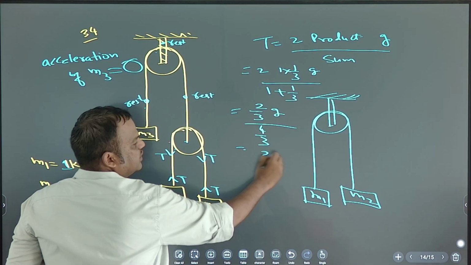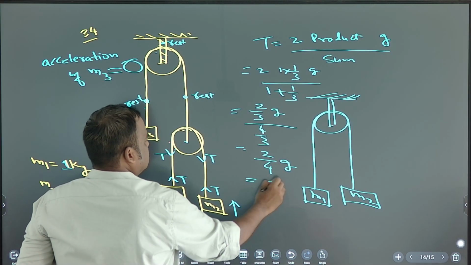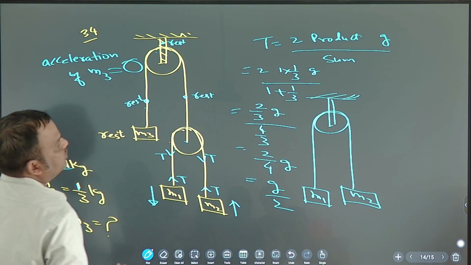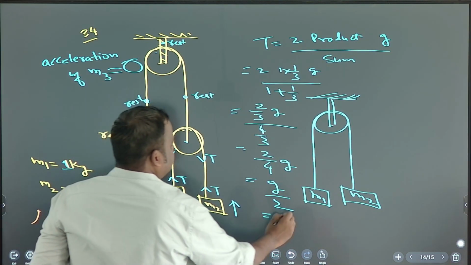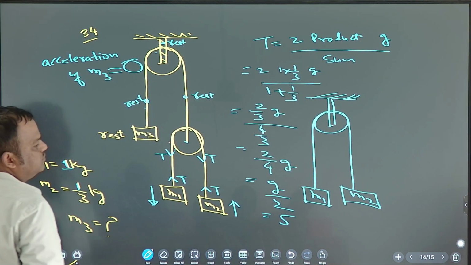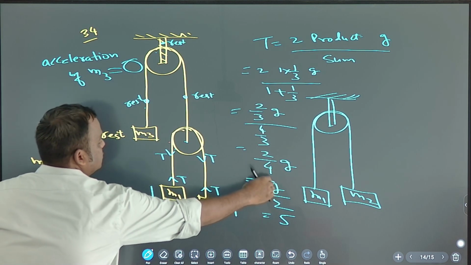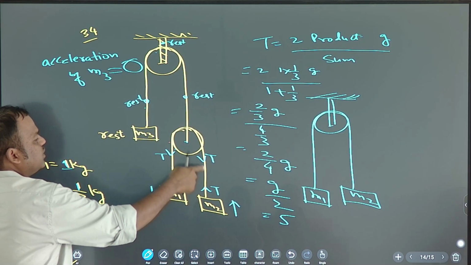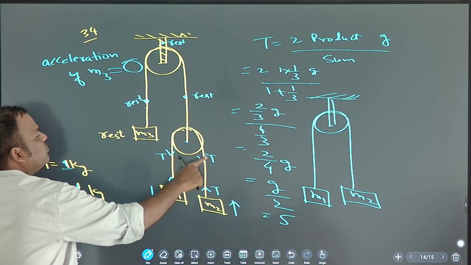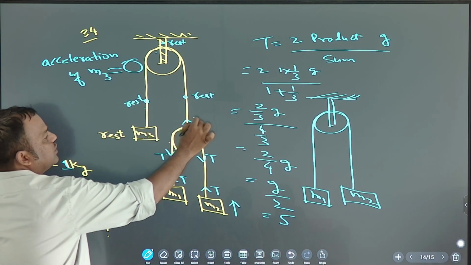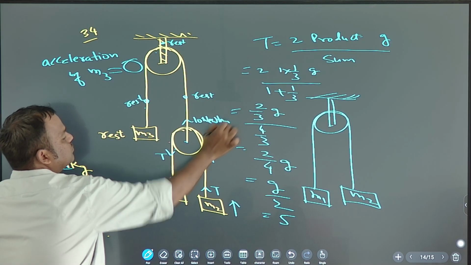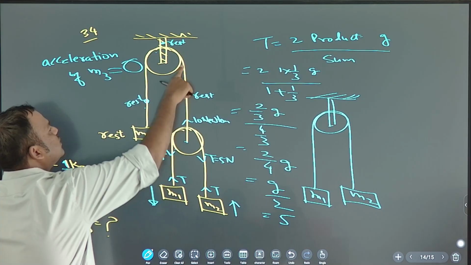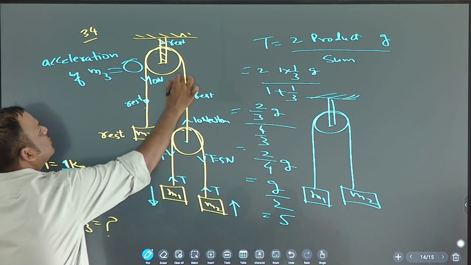2 by 3 by 4 by 3, g by 2. So 5... g is 10, so 10 by 2, 5 Newton. So what is the tension? 5 Newton here, 5 Newton here, 10 Newton here, and 10 Newton here also.